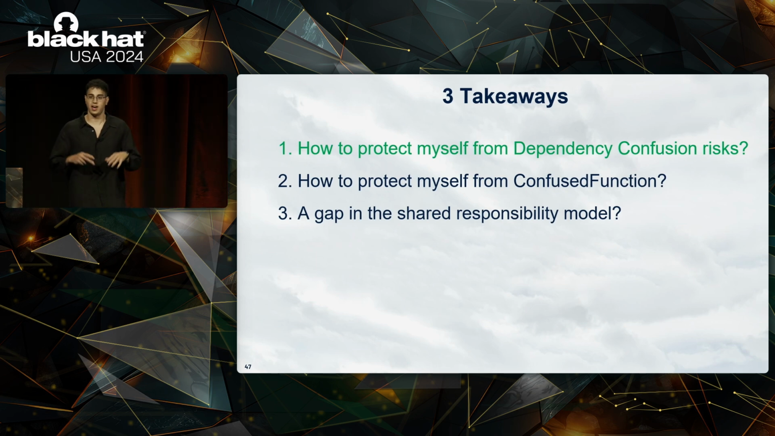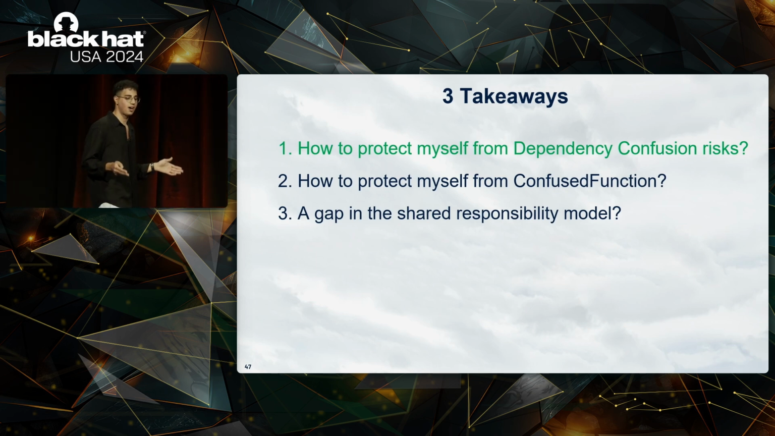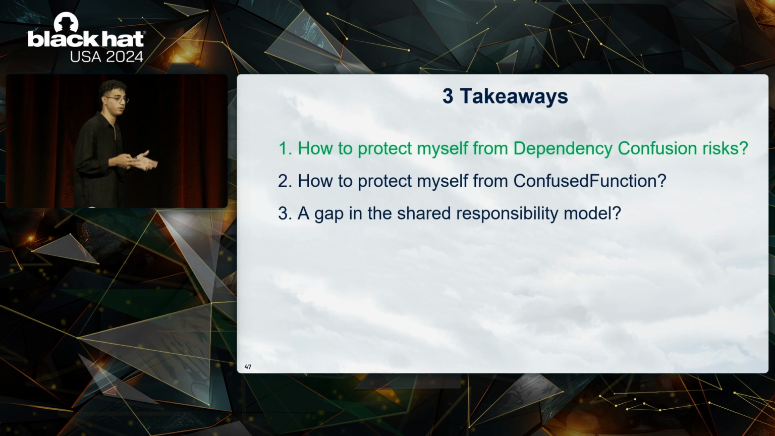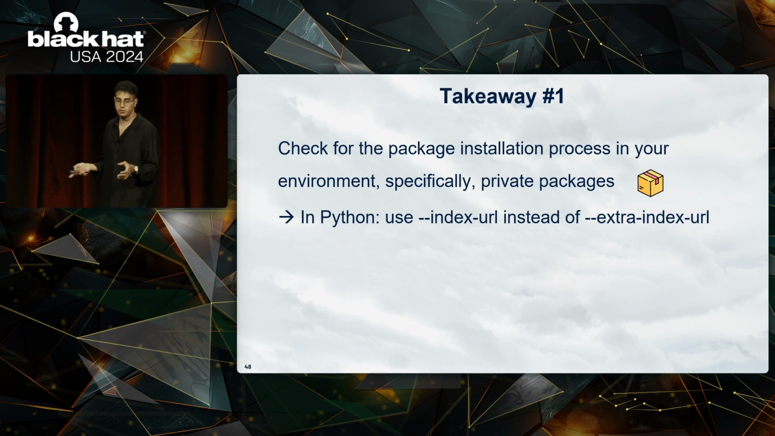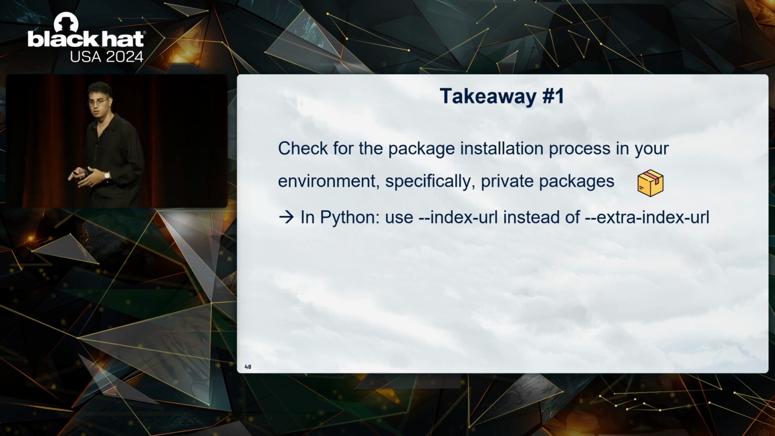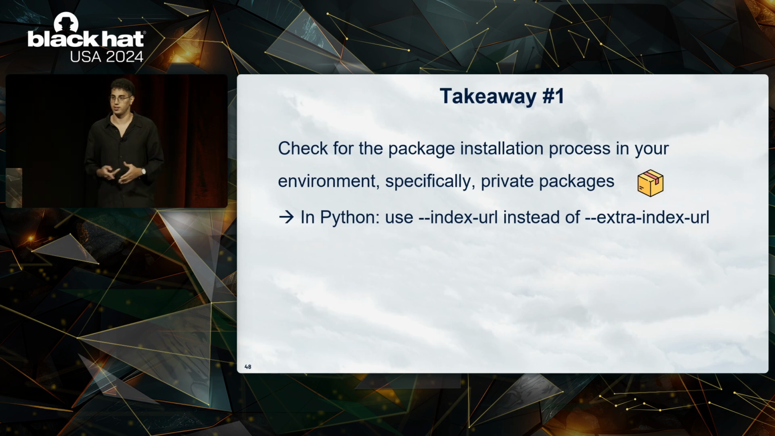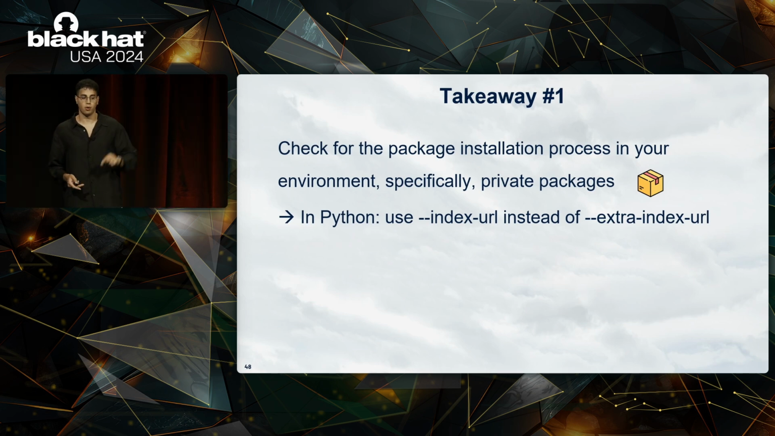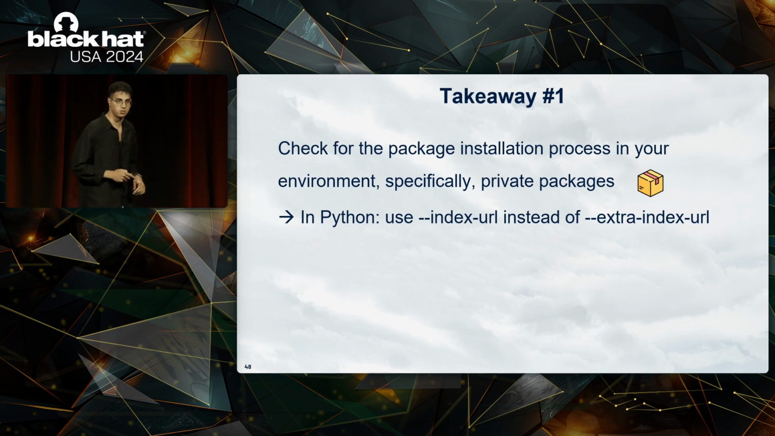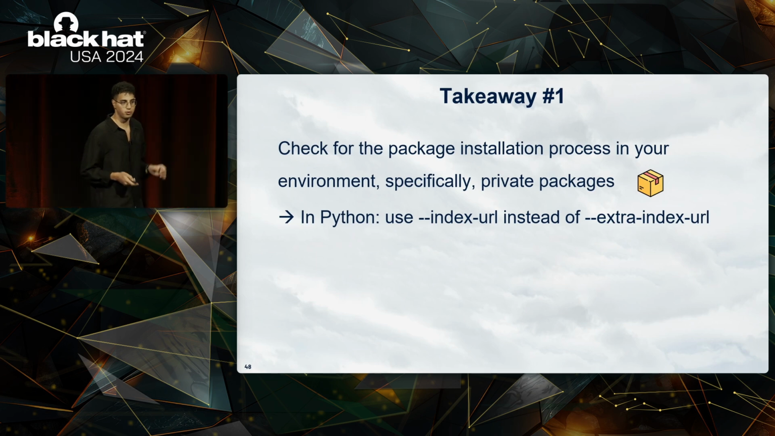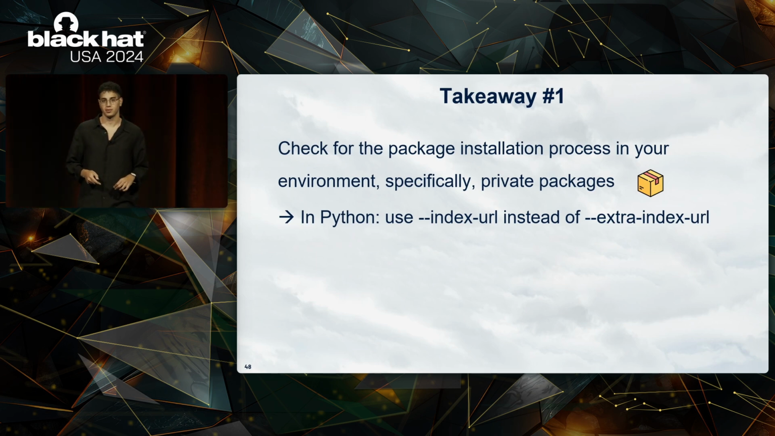So, three takeaways I have for you for today. First, how to protect yourself from dependency confusion risk. You should check the package installation process in your environments. Specifically in Python, you can use the index URL argument instead of the extra index URL argument. As we saw, this is a safe argument as opposed to the extra index URL argument that also looks at the public registry and opens the door for attackers for dependency confusion.